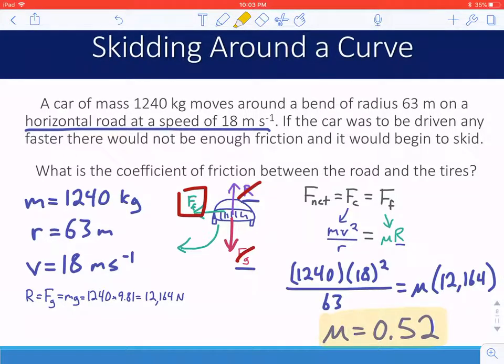If our coefficient of friction was less than that, and you tried to travel at this 18 meters per second around a 63 meter radius road, you would skid off that road. There would not be enough friction between the tires and the road to keep you going in that circle, and you wouldn't be able to pull as tight of a turn as you need.